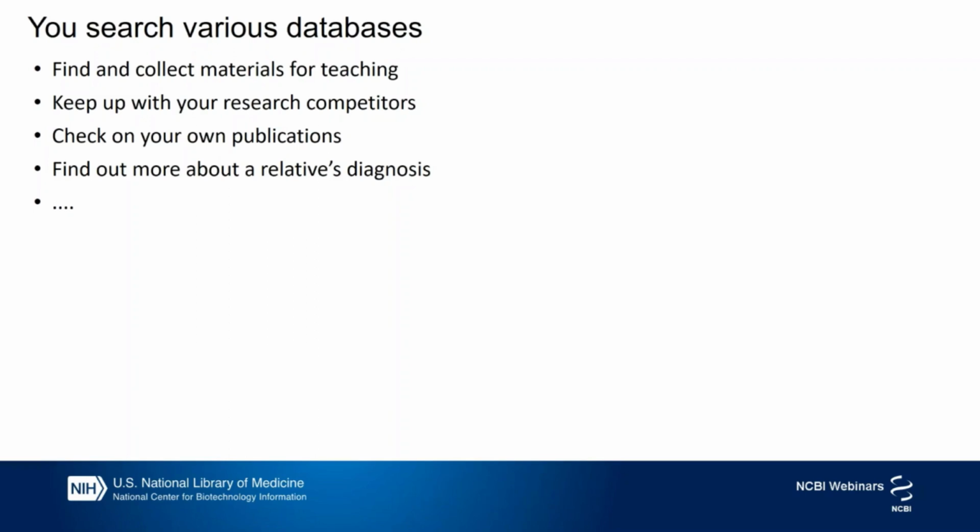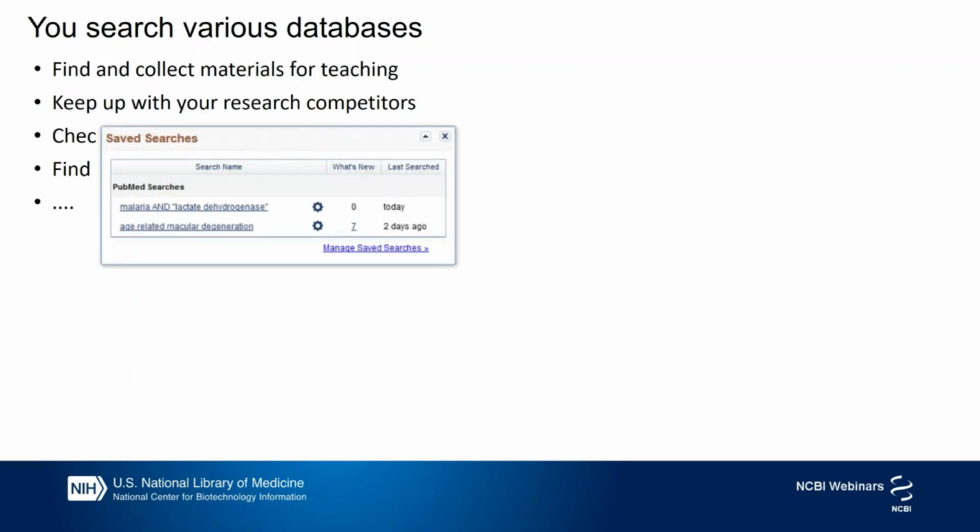I have often been told about a relative's diagnosis and they want me to check out information because they think I can find the information for them. You need to routinely search various databases, and I'm sure you'd love to be notified when new records are available. You can do this in the Saved Searches widget on your My NCBI dashboard. These are two that are there currently on the NCBI Professor dashboard: malaria and lactate dehydrogenase is a research project, and, well, my father's age-related macular degeneration file as well.